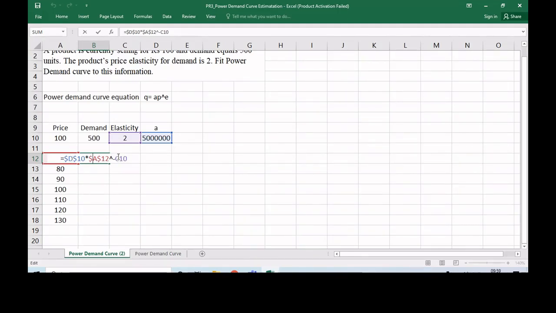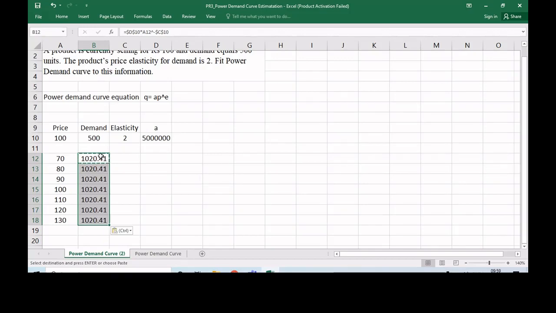Whereas the address for price, sorry, I have made a mistake here. Let me correct it. The value of price I do not want to freeze. It should be relative. It should change. But the value of elasticity, this I want to be absolute, a frozen one, it should not change. Now once I have done this, my next job is to copy it and paste it for all the values.